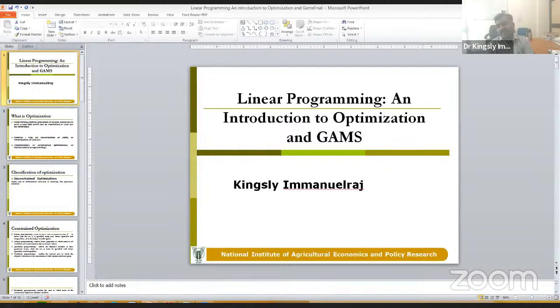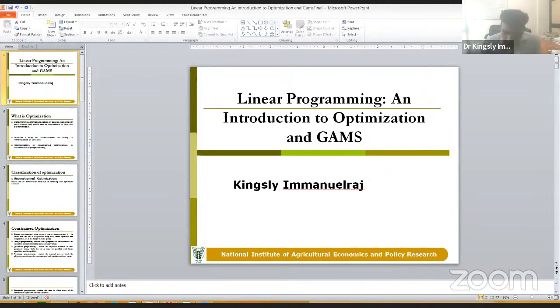Simplex model, we call simplex. Big M method, these are all algorithms. There is no need for us, unless you want to read in depth and understand, then only is it needed. As an economist, I don't need that much. I need only to formulate a model.